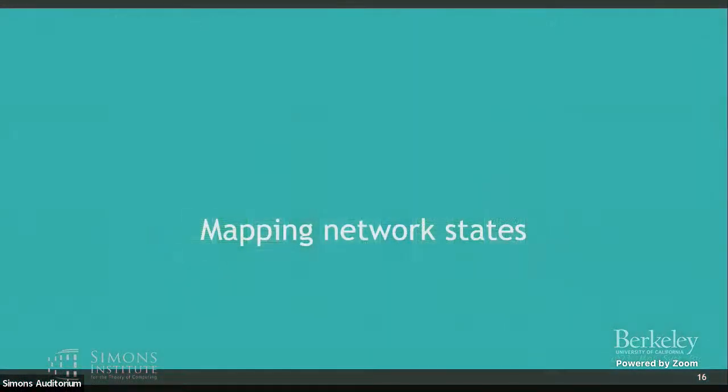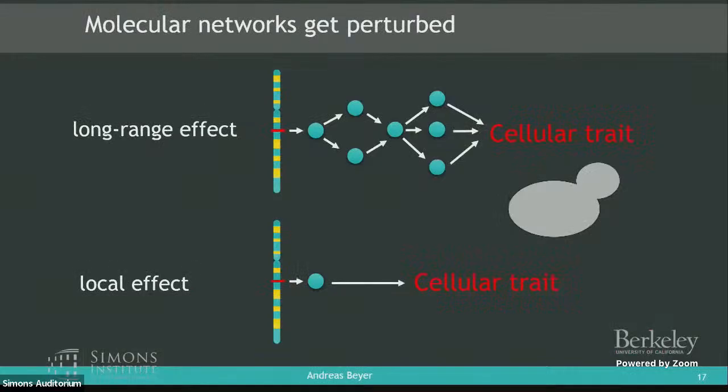Okay, now the new work. So now we want to map network states. Essentially, we want to view the state of a molecular network as a trait that you can map genetically, so that you can say, okay, this variant is modulating this network state. In particular, we're interested in the question of the difference between long-range effects and local effects.